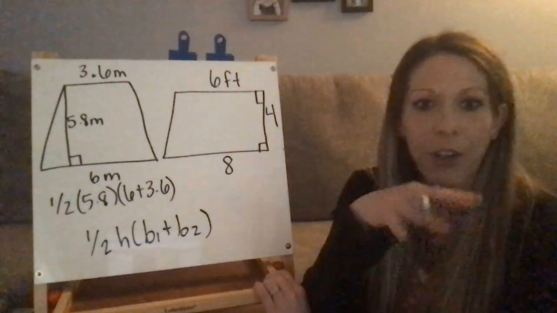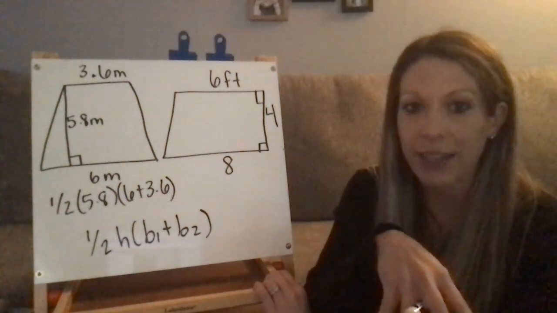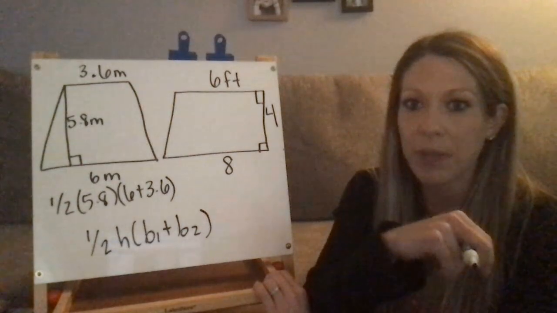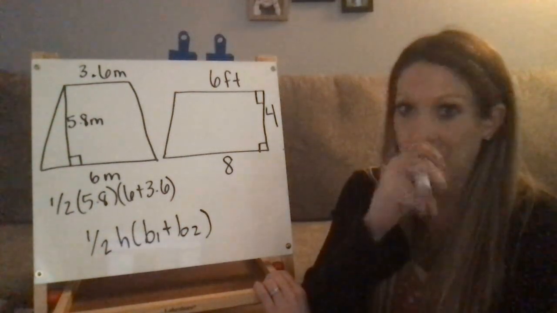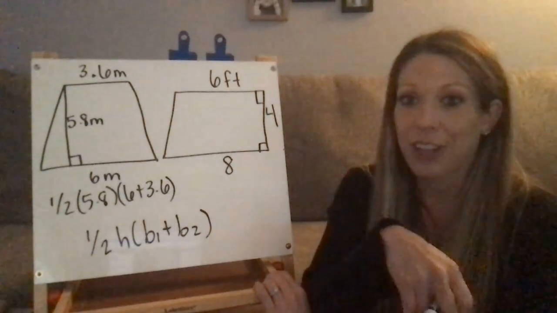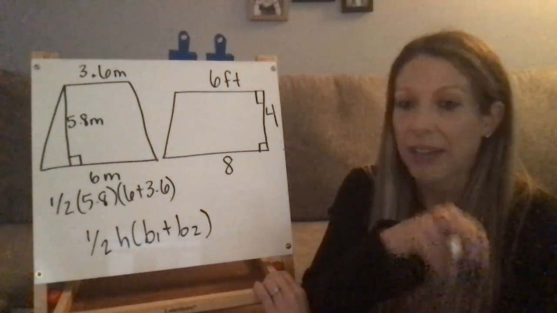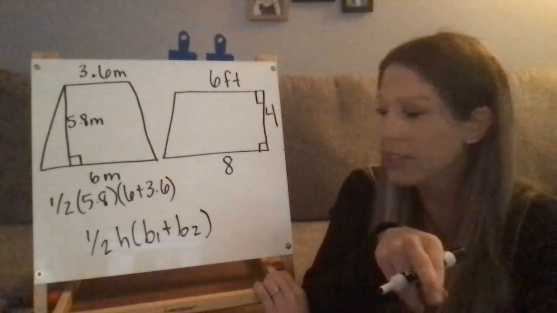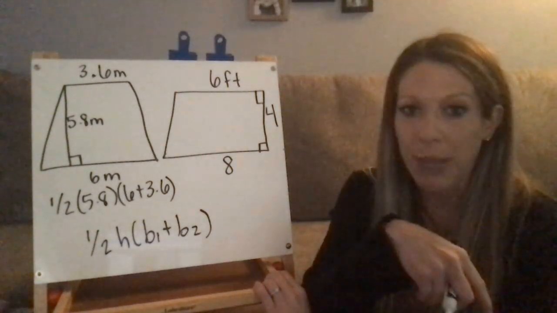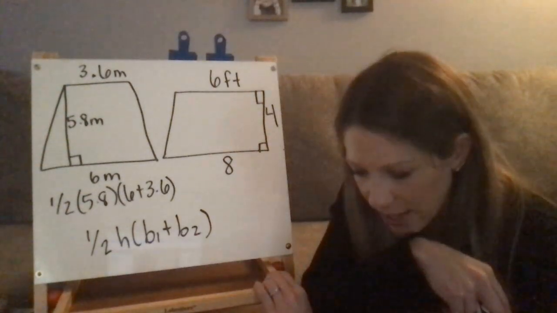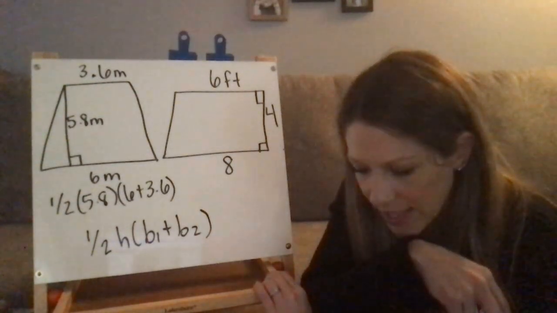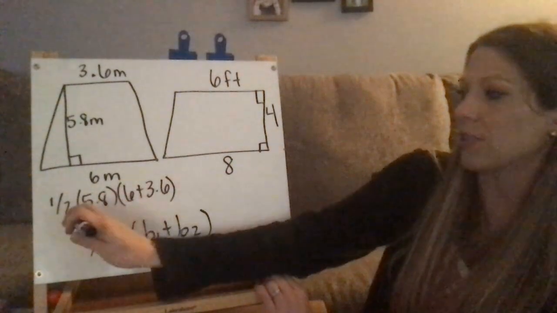And so just be careful when you're typing that into your calculator. Make sure you put parentheses in the appropriate places. Or if you're doing this by hand, mental math, make sure that you are doing order of operations correctly. Add your bases together first, then multiply by the 5.8 and the 1/2. And you should get an answer of 27.84 meters squared.